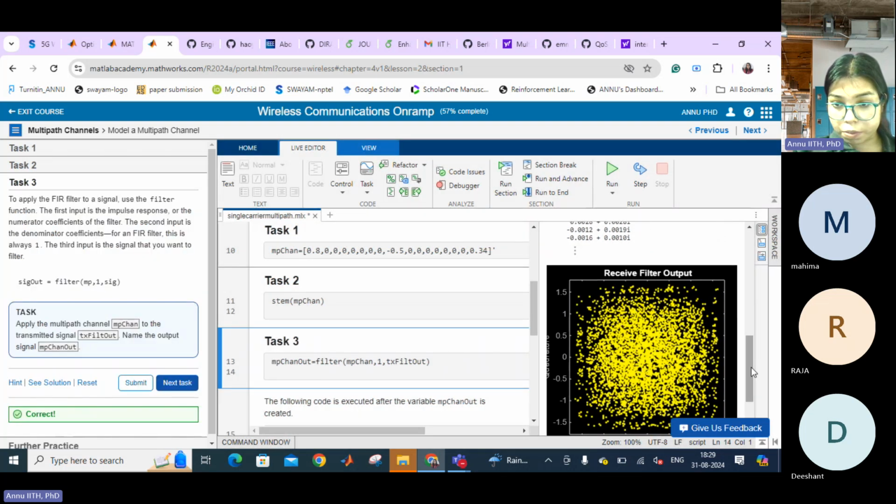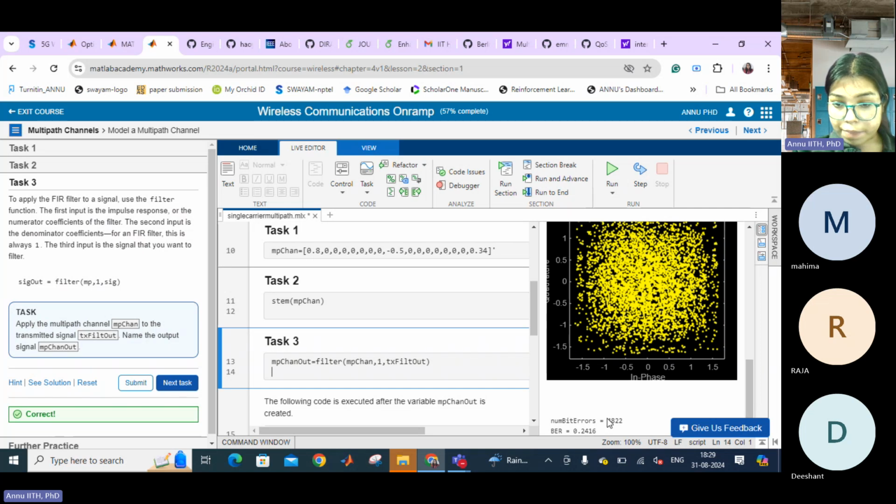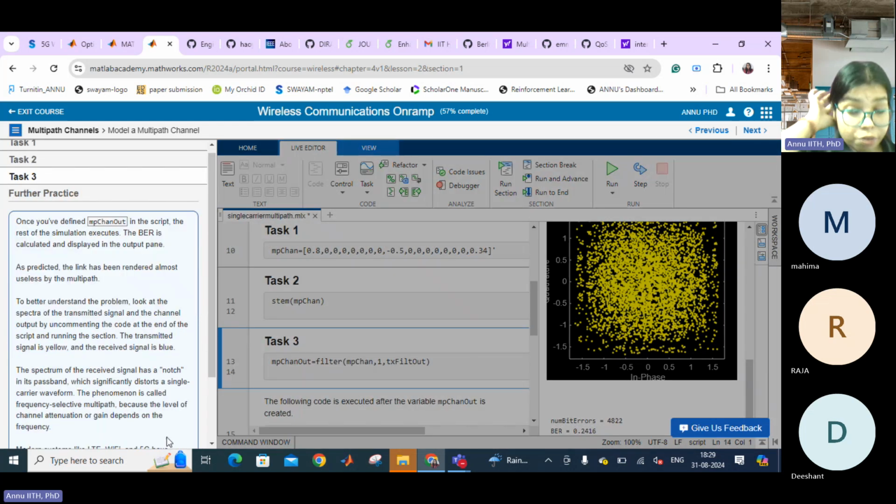Receive filter output and number of bits in error was 4,822, whereas transmitted bits were 20,000. In that case, the BER is 0.2416. Anyway, we have to first define different parts, and in this, the raised cosine pulse and the modulator are all defined, so you don't have to worry.